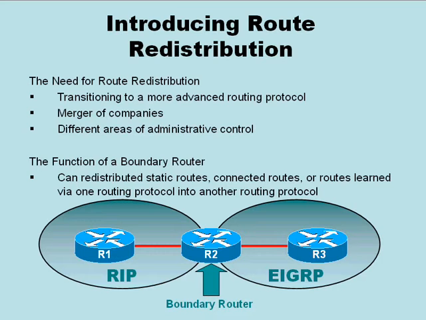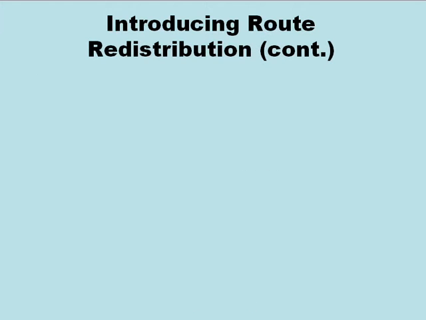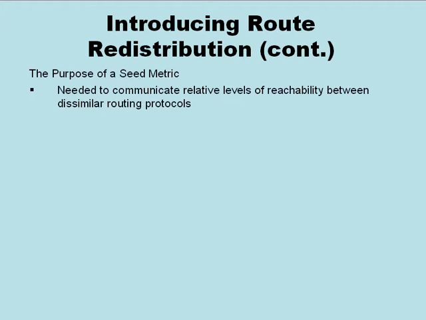One challenge we might have, though, as we're redistributing one routing protocol into another routing protocol, is that the routing protocols often use different metrics, different measurements of a route's attractiveness. Therefore, when we're redistributing a route from one routing protocol into another routing protocol, we might need to configure a seed metric, also called a default metric. This will give us a relative level of reachability between dissimilar routing protocols.